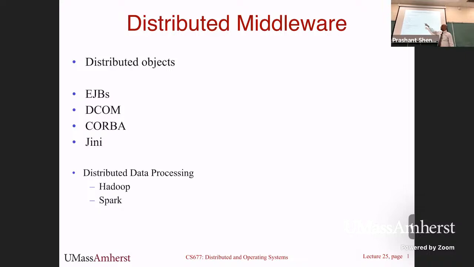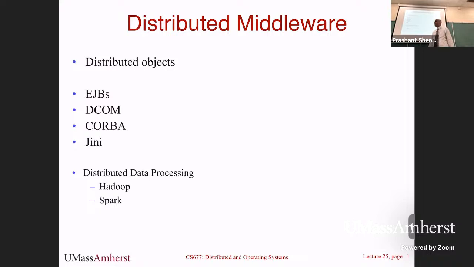So now we are going to look at what these middleware systems can do for us, how they are used in practice, and so on. We are going to look at 4 different middleware systems. Enterprise Java Beans, which are also called EJBs. Then we are going to use DCOM, which is now called .NET. That's Microsoft's middleware system.